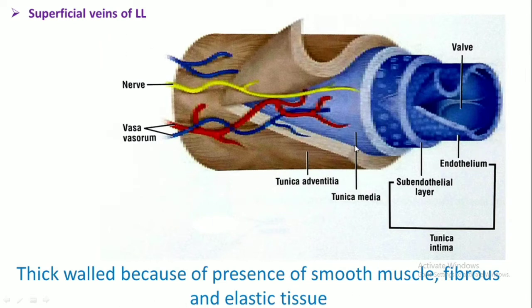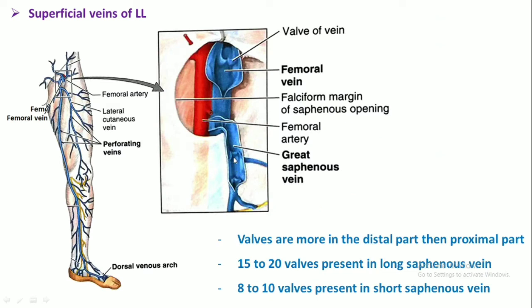The great saphenous vein and the small saphenous vein have thick walls because of the presence of smooth muscle. We know the tunica media has smooth muscle, and fibrous and elastic tissue. Distal part, then the proximal part. There are around 50 to 20 valves present in the long saphenous vein, and 8 to 10 valves present in the short saphenous vein.